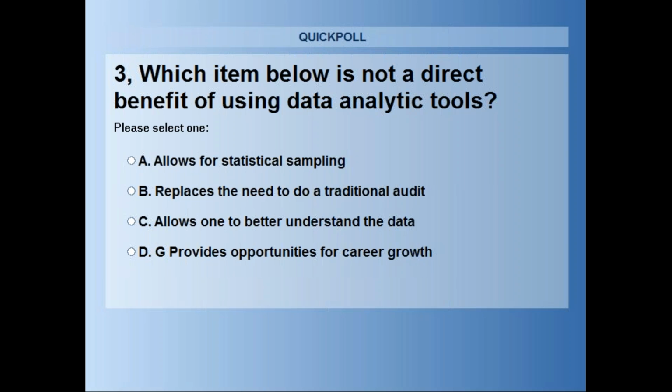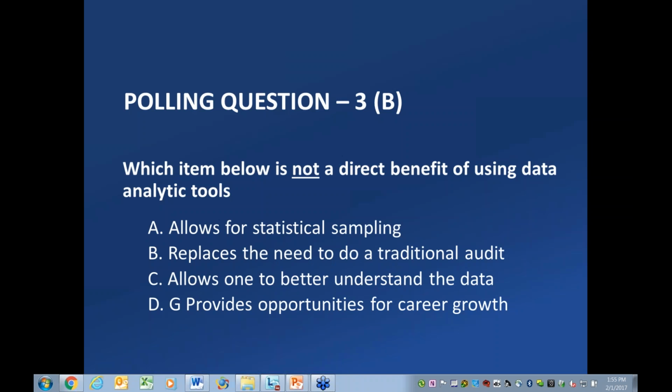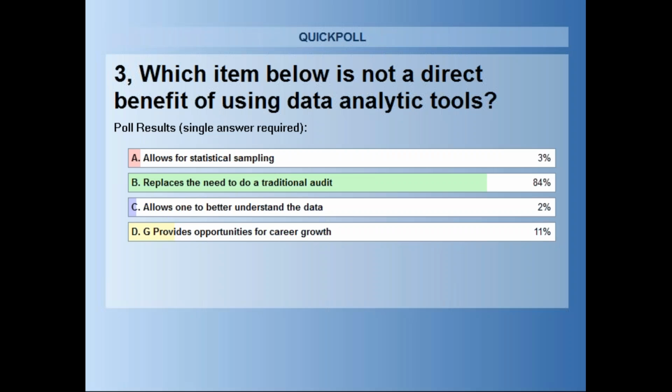Okay, let me go ahead and close the poll. We've got 95% that have voted, and we'll go over the results. We've got a few more questions that we can handle afterwards. Let's share the results. It looks like 84% said that replacing the need to do a traditional audit is not a direct benefit of using data analytic tools. And that's correct. It's a supplement to doing a traditional audit. It really does not replace the need to do a traditional audit. So that is the correct answer.